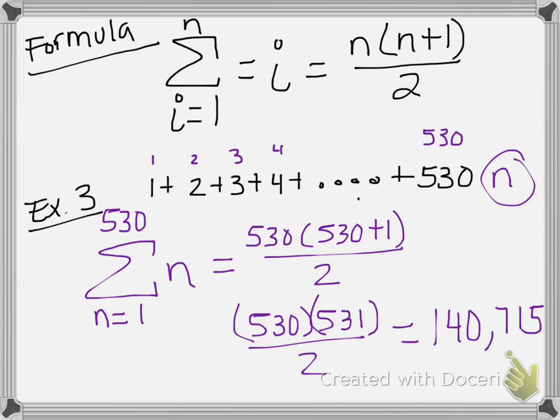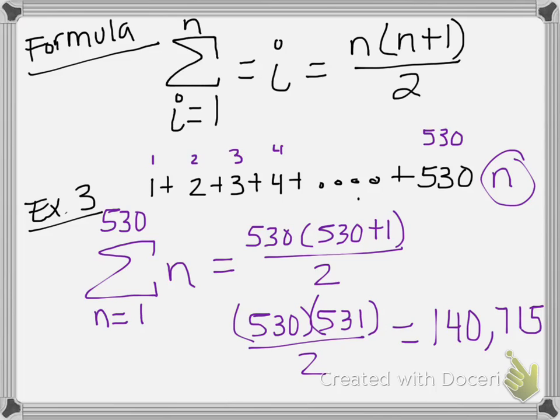Now, if you would have kept going 1 plus 2 plus 3, eventually you would have gotten that answer, 140,715. So, is it a lot easier to use the formula? Yes. Now, you are going to have a problem on your assignment where you're going to have to do this. So, make sure you know, okay, it's just a variable. They may use N, they may use an I, they can use Q, R, S, T, U, V, as long as it's just a variable by itself.